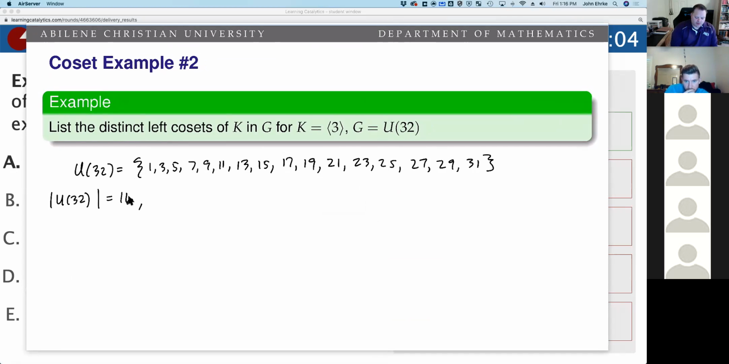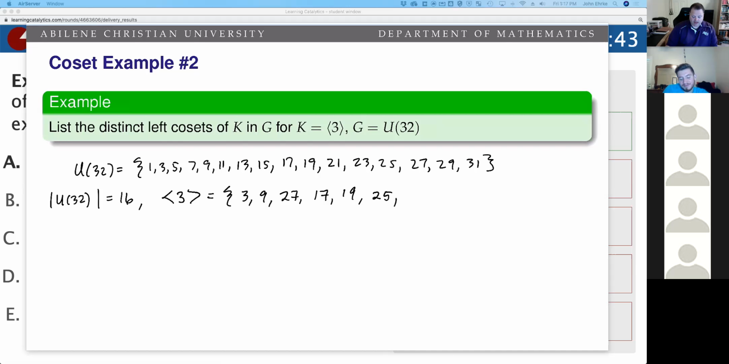If I look at the cyclic subgroup generated by 3, since this is a multiplicative group, I'm just going to continue to multiply 3 by itself. So 3 times 3 is 9. 9 times 3 is 27. 27 times 3 is 81, and 81 mod 32 is 17. Then 17 times 3 would be 51, and 51 mod 32 is 19. And then 19 times 3 is 57, and 57 mod 32 is 25.